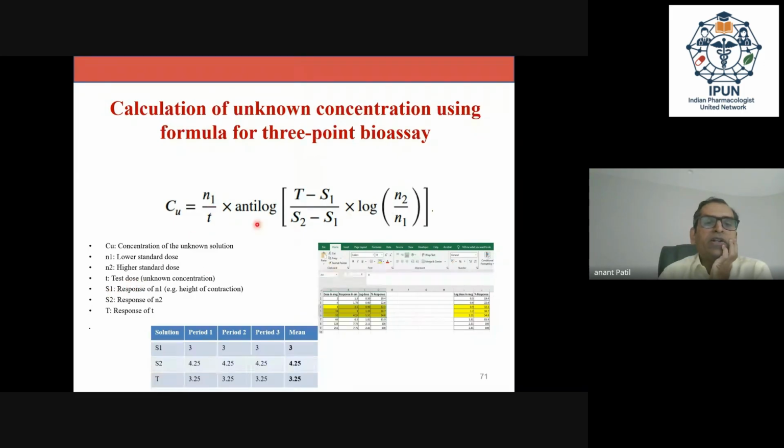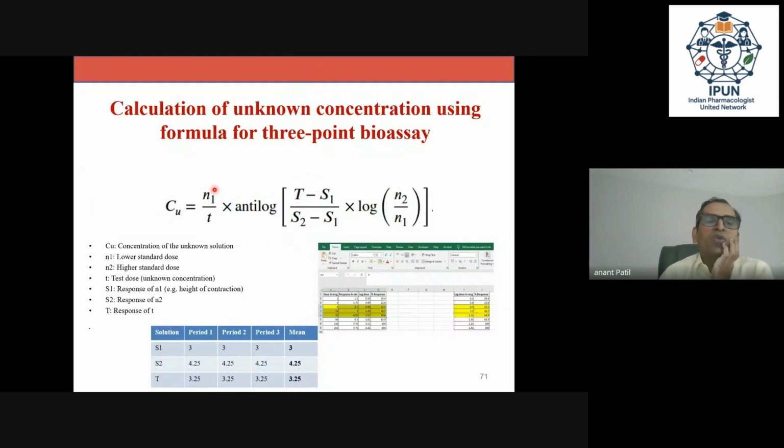T is the test dose, of unknown concentration. It was 0.4 ml. So this is 16, this is 0.4. T is the height or response of T, 0.4 ml. How much is the response that I have got here? I have got 3.25, so T would be 3.25. For S1, the response that I got was 3. For S2, the response that I got was 4.25.